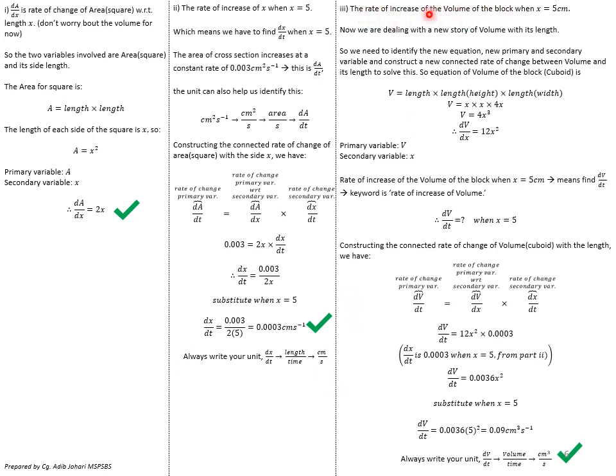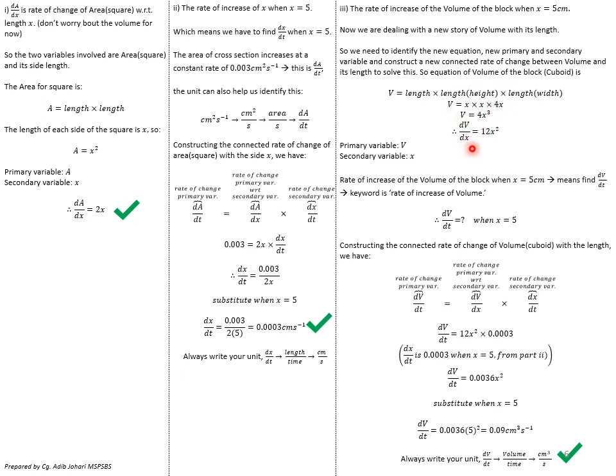Okay, so the last part, find the rate of increase of the volume. Now we're talking about volume now. So we are dealing with a new story of volume with its length. We don't care about area anymore. So let's find the equation that relates volume with its length. So volume equals length times height times width. So substitute, so you get volume equals 4x cubed.